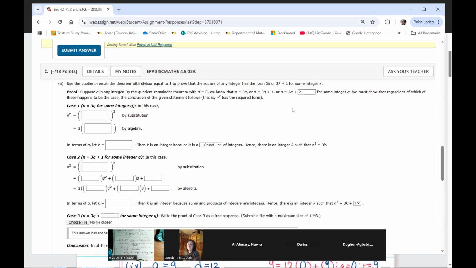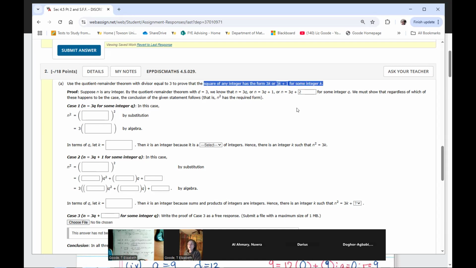Very good. So once you understand that, that's huge, because now you understand what the hypothesis is going to be for the different cases. We have 3 cases we're going to argue. In every case, this is key, we have the same wish. We wish to show the square of the integer, we're calling it n, has either the form 3k or 3k plus 1.